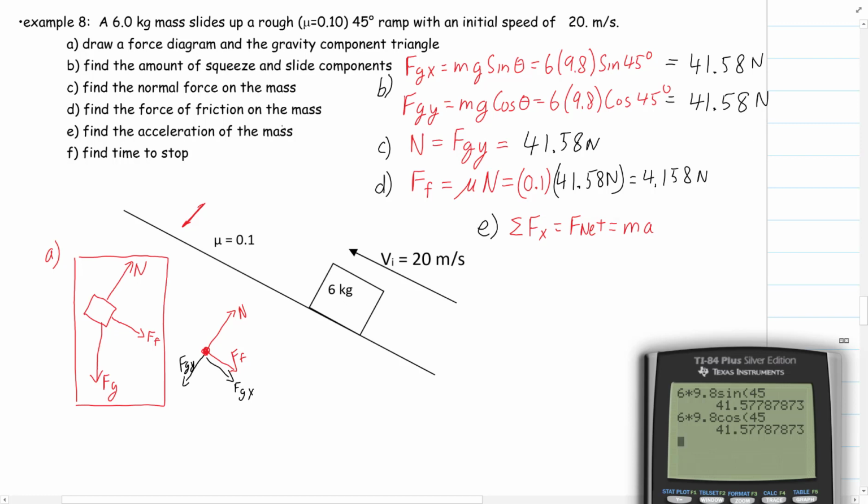Now find the acceleration of the mass. Well, we have to use Newton's second law. The sum of the forces equals F net equals ma. And it's accelerating this way. So we have to add those two together to equal the acceleration. It's the opposite direction of motion. It's a deceleration, if you want to talk in those terms. So that's pretty good. So the force of gravity in the x plus the frictional force is equal to ma.